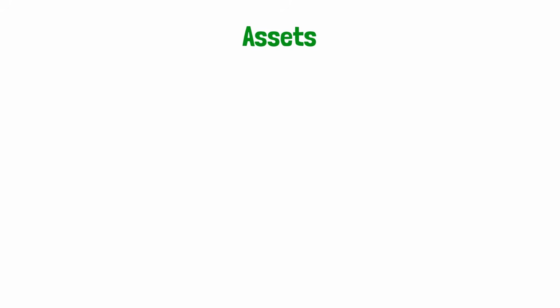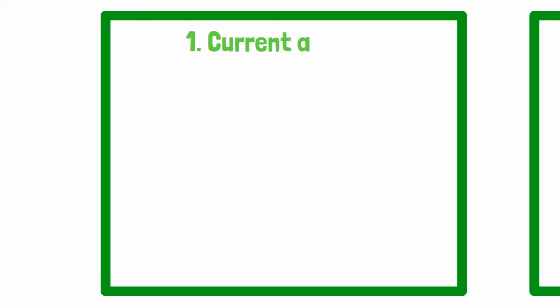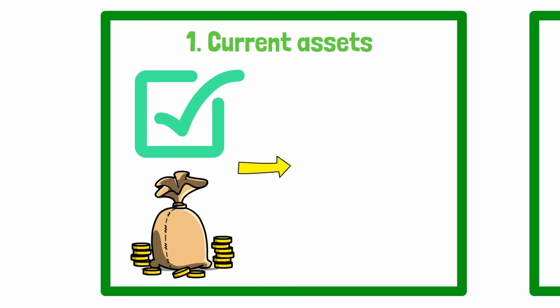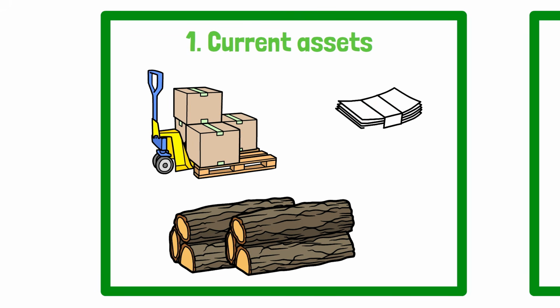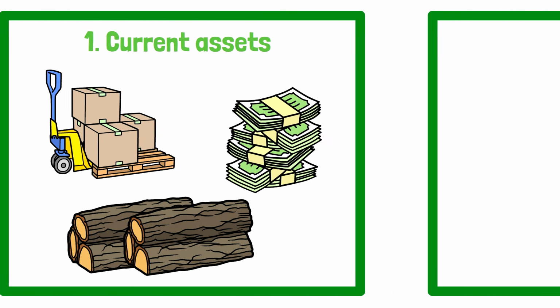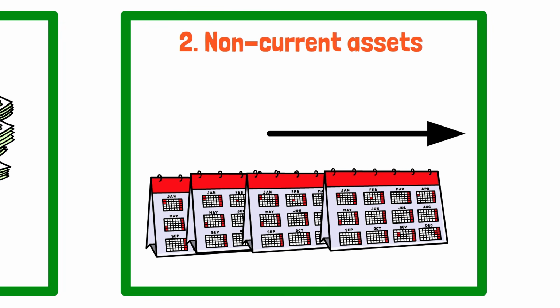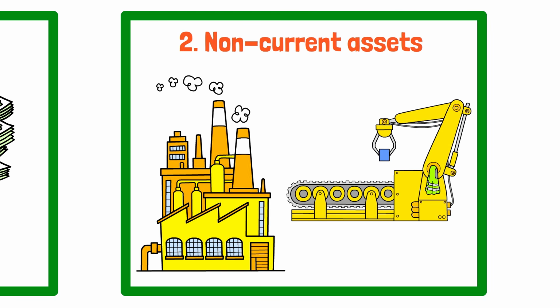Assets are usually divided into two categories. One, current assets, things you expect to use or convert into cash within a year. Let's say raw materials, inventory, and of course, cash. Two, non-current assets. These are long-term resources, like the factory building, the heavy machinery, and stuff like that.